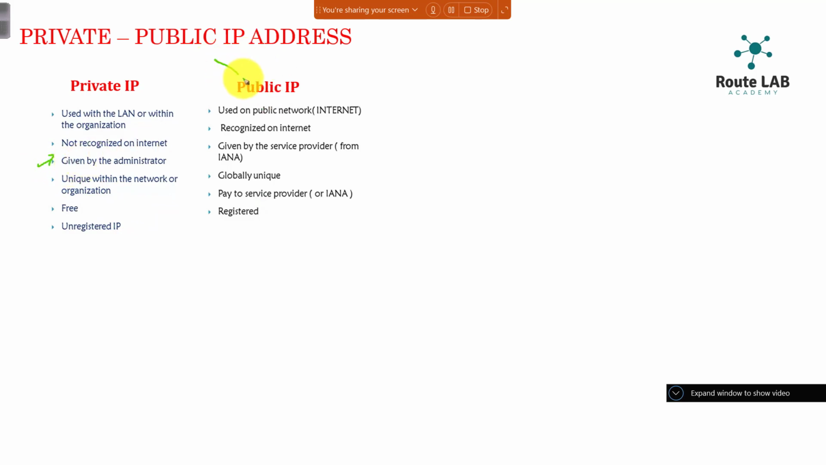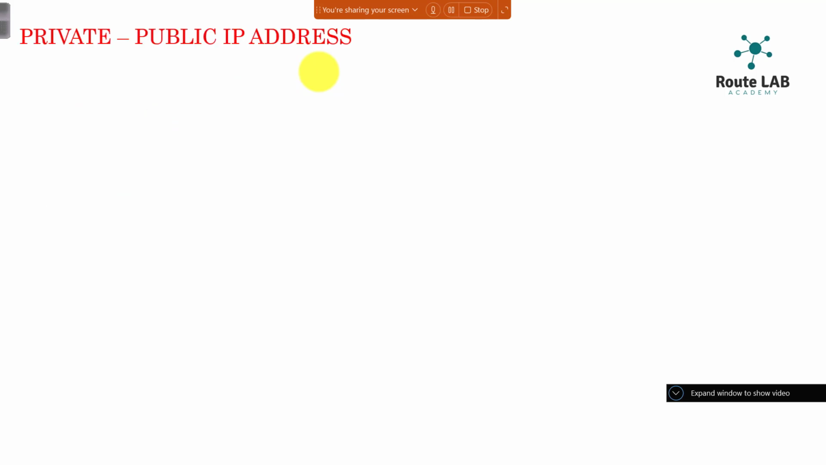Coming to public IPs, these are addresses we need to pay a service provider for. Every month we pay the bill for the public IP, and these addresses are provided by IANA or your service provider. IANA stands for Internet Assigned Numbers Authority, and these addresses are globally unique. If I want to communicate with the internet, we compulsorily need one registered public IP address; only then can we communicate with the internet. This is the difference between private IPs and public IPs.